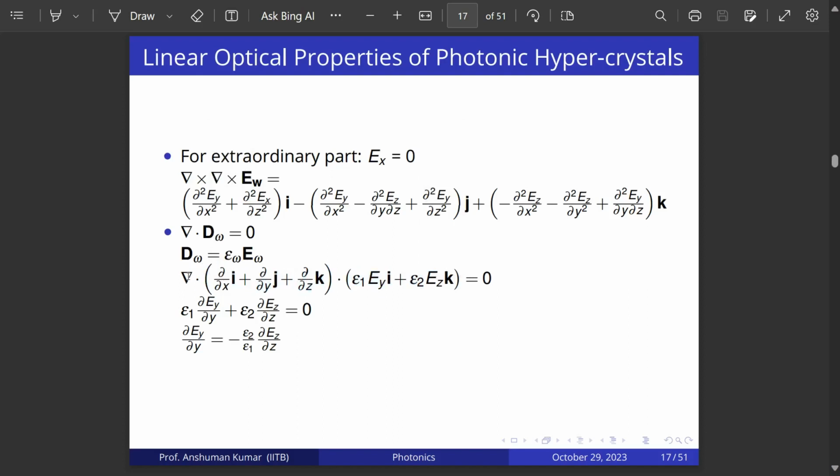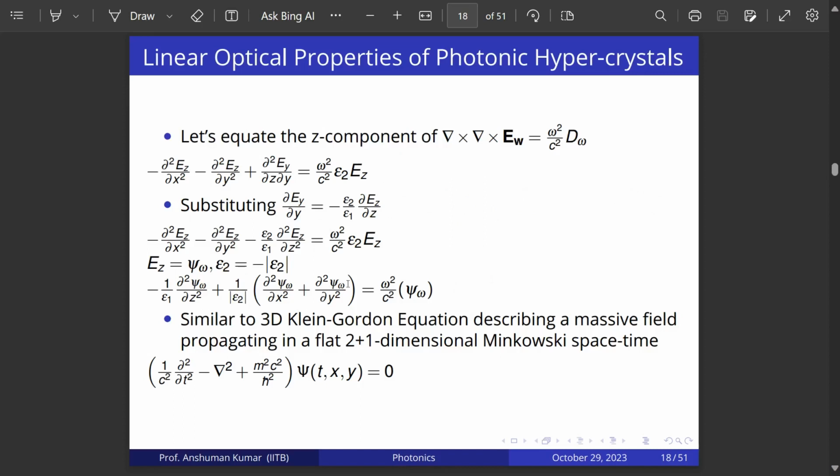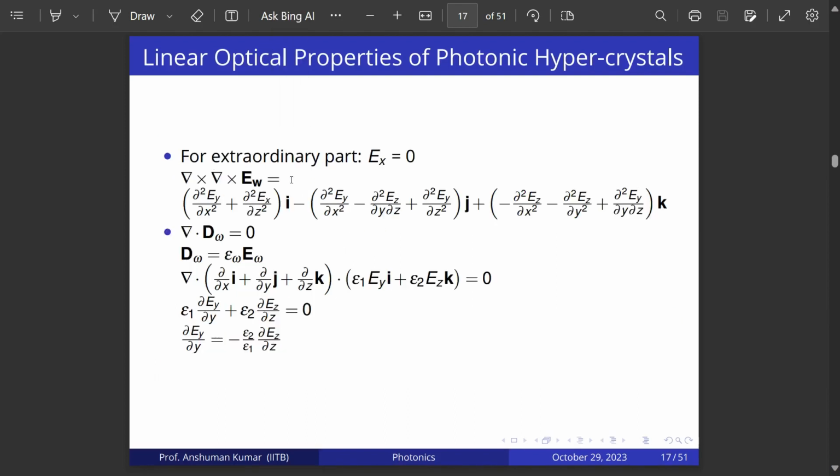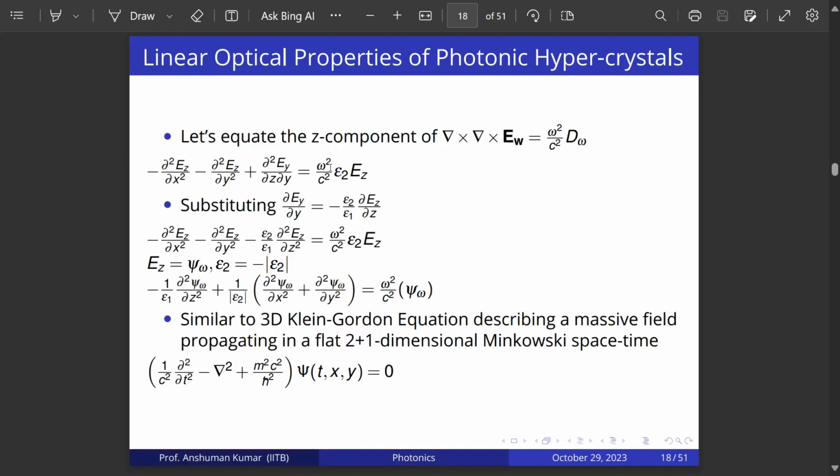This del is just a typo, and we find the relation between del Ey by del y and del Ez by del z as this. Now, we equate the z component of del cross E with this Maxwell equation, omega square by c square times the displacement vector, only the z component, and we substitute the relation that we have found between Ey and Ez here. So this is what we found after the substitution.